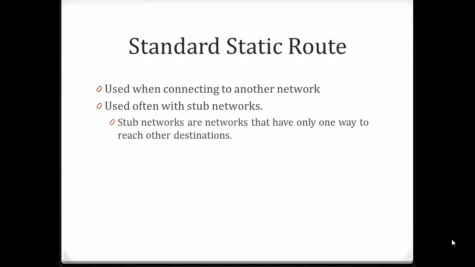The first type we'll talk about is standard static routes. These are routes that we see all the time. They're used when connecting from one network to another, and we'll often see them when we're connecting to a stub network. A stub network is a network that only has one way out to reach another destination.